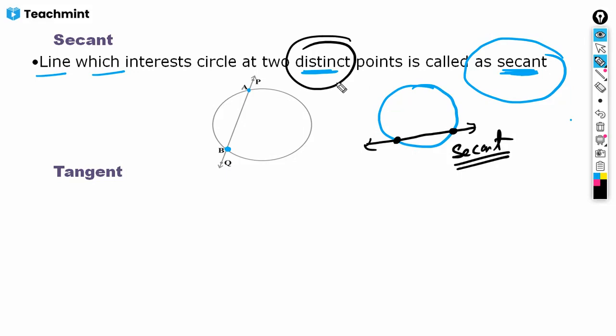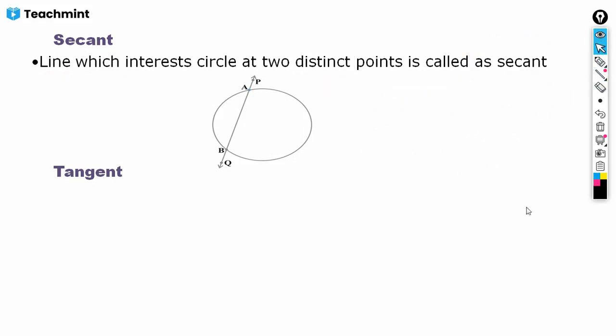Okay, now let us see the next definition, that is about tangent. But before that, look here, what have I written here? PQ is nothing but a secant.